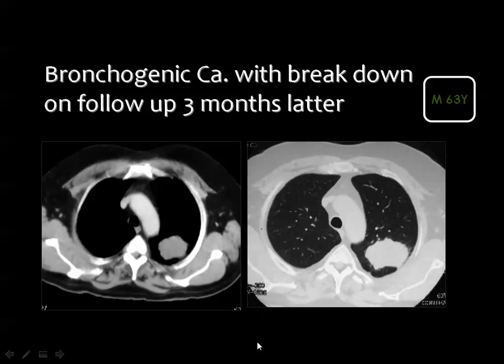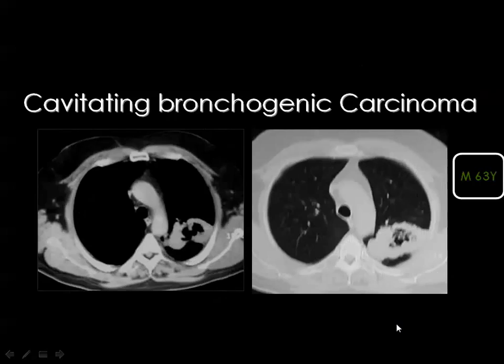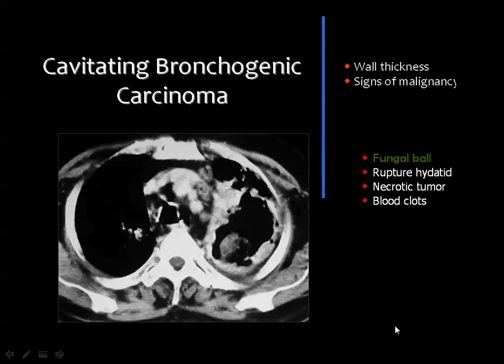And in this case, we see a lesion which is located in the apex of the left upper lobe. It has a somewhat lobulated margin, and this is the follow-up after 3 months. The bronchogenic carcinoma has developed central cavitation. Then, in order to diagnose a cavity as malignant, we should have a thick margin of the cavity and irregularity of the inner wall.